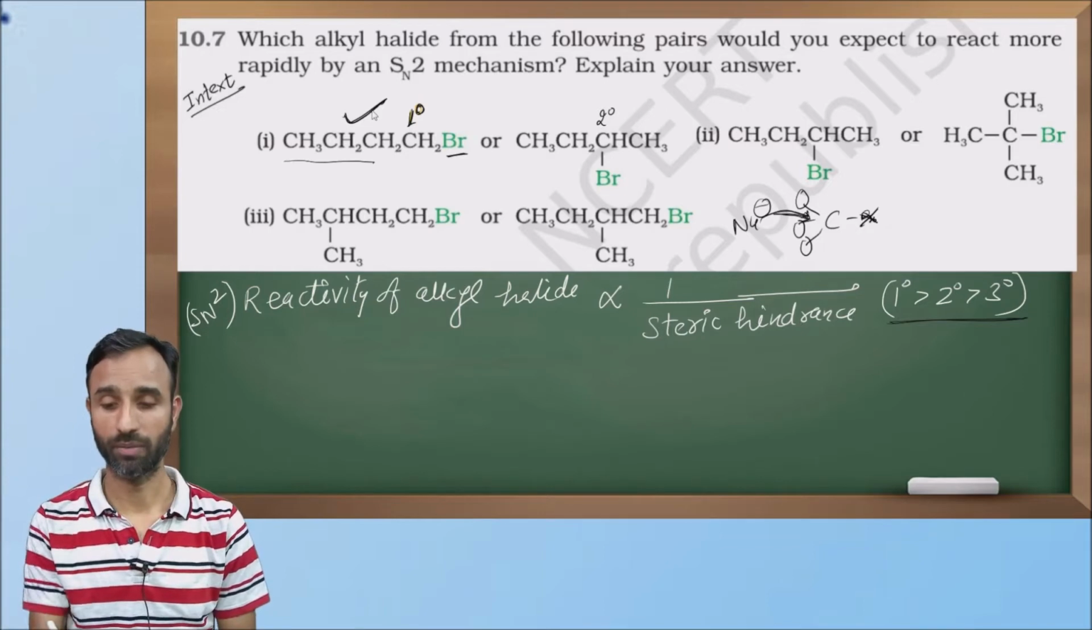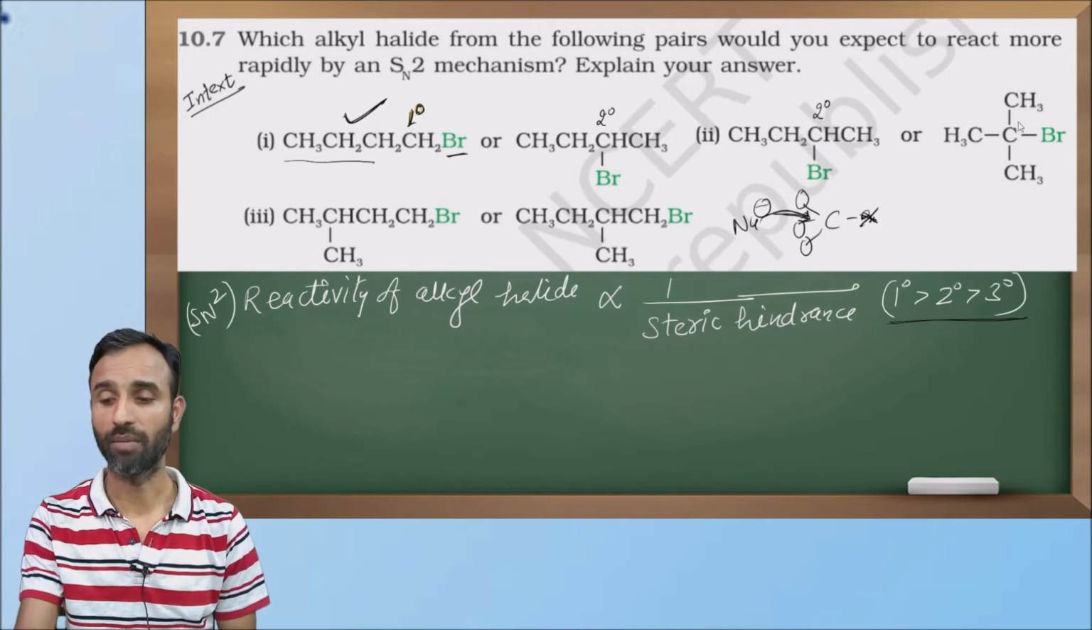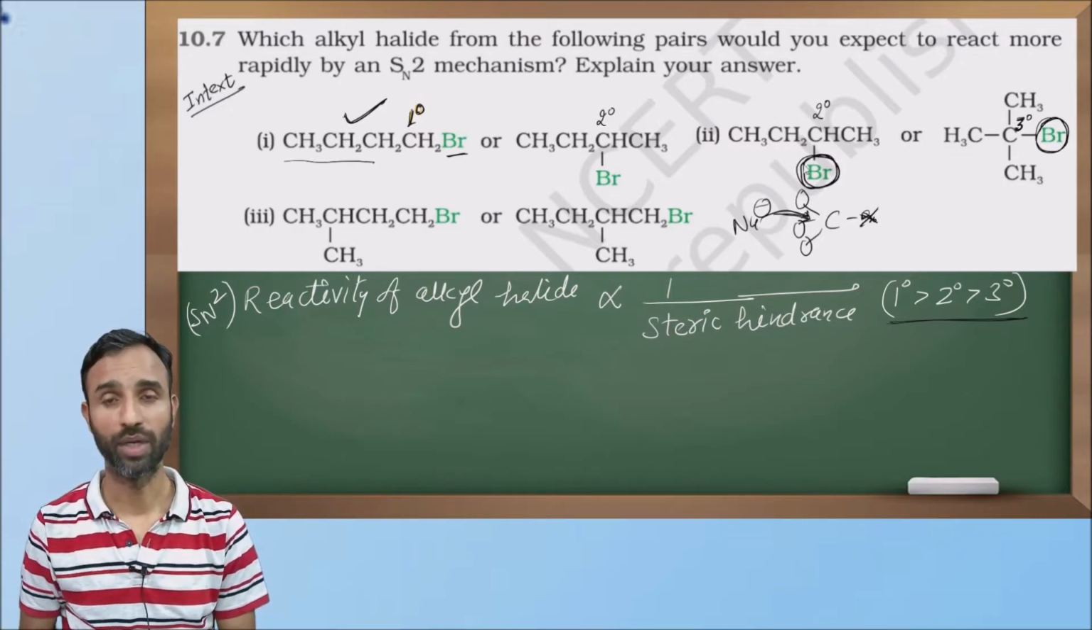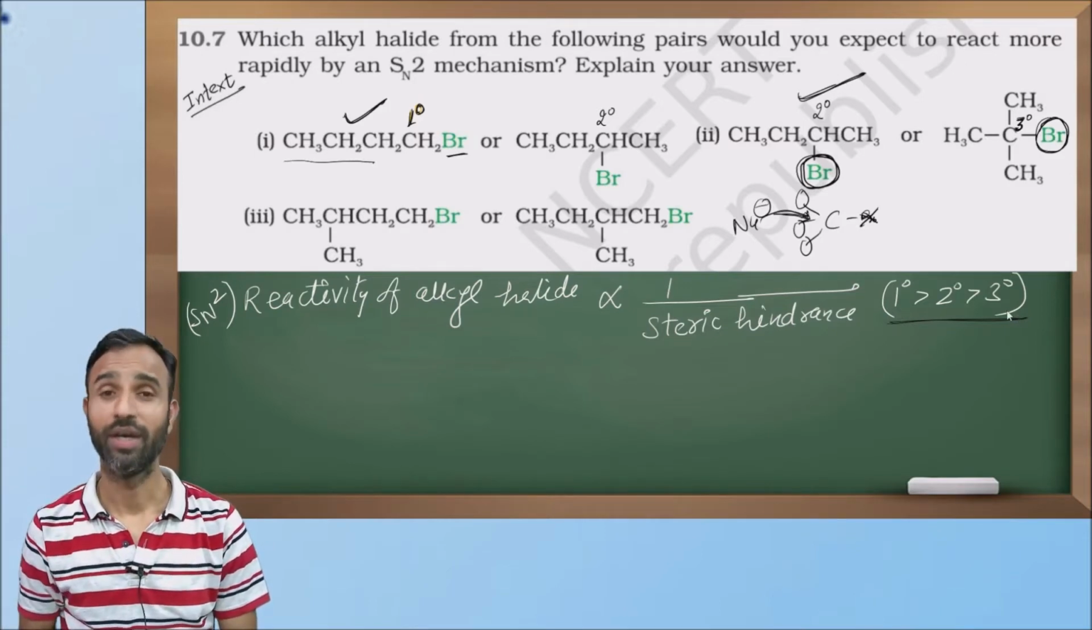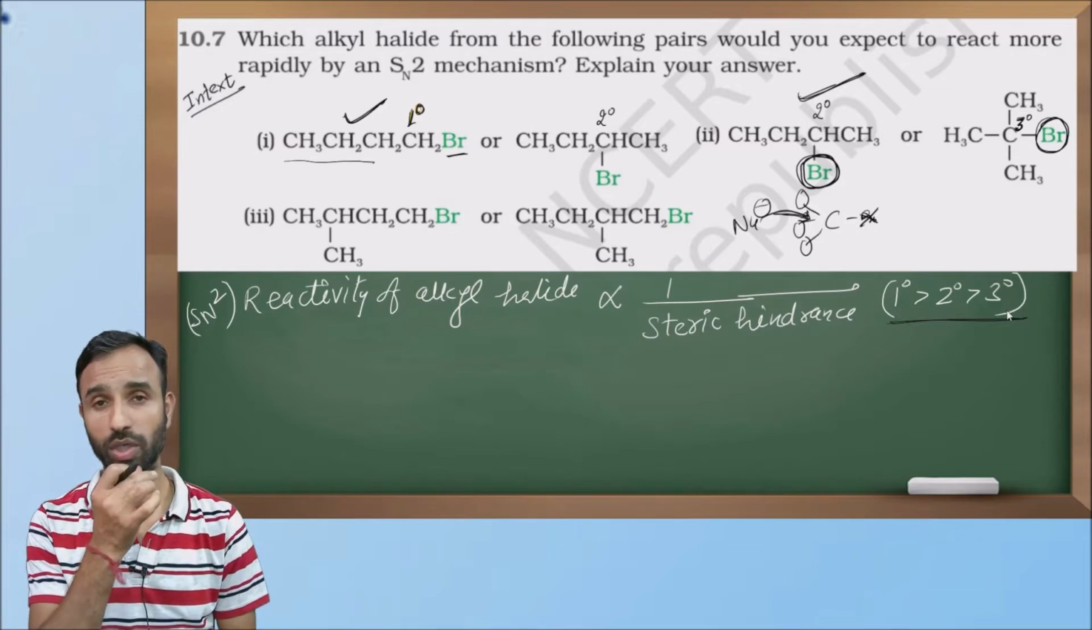So in the second pair, bromine is attached to a secondary carbon and here bromine is attached to a tertiary carbon. So which one is more reactive? Obviously, the first one, because it is secondary and the order of reactivity is primary, secondary and tertiary, and that is inversely proportional to steric hindrance.